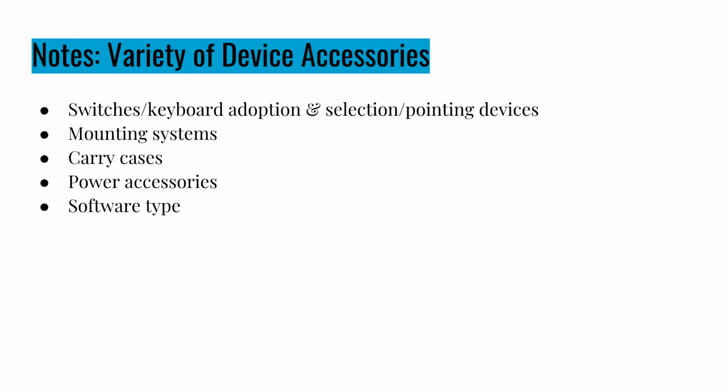Then there are carrying cases, which can come in handy so that you can bring it wherever you are, making it portable. And then there's power accessories, because you do have to keep in mind that these are electronic technologies. They do need to be charged, and so that's something you need to take into consideration. And lastly, there's the software type. There's a whole bunch of different software out there, and getting the right one for your student or child is really important.